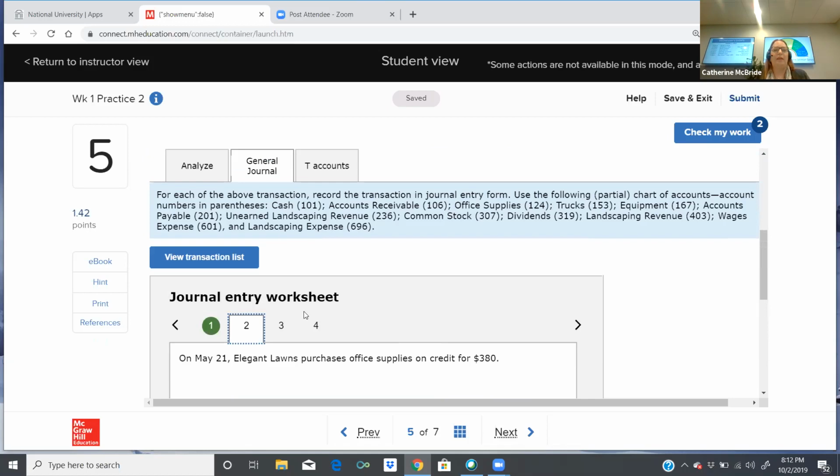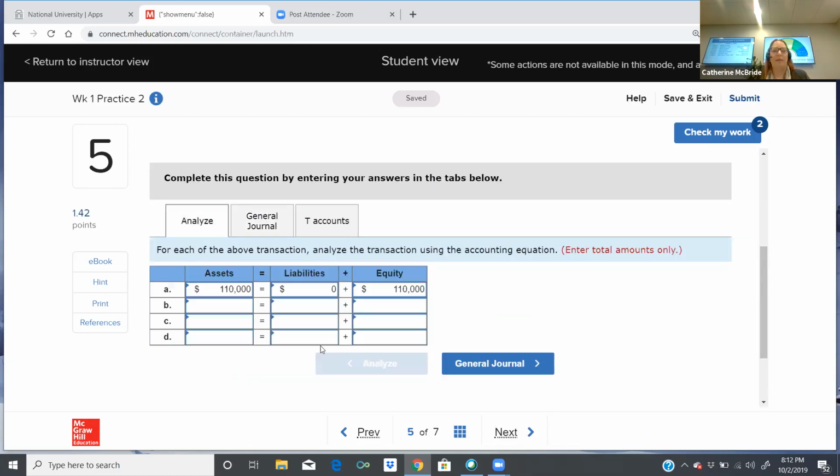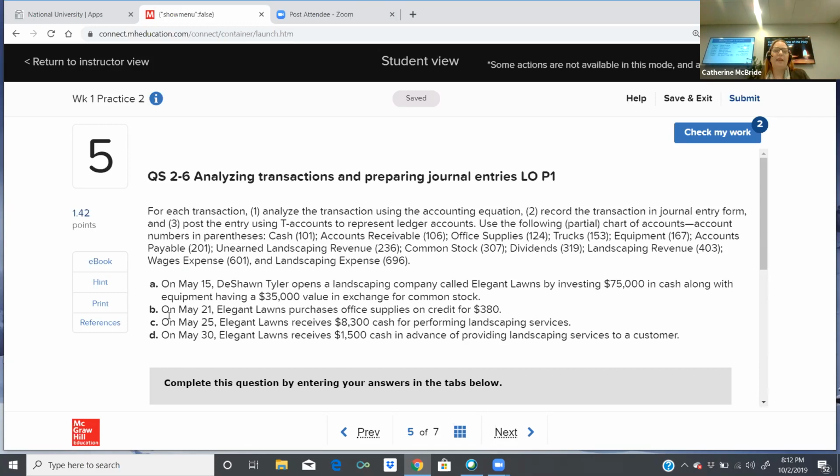All right, now let's look at the second transaction, and we're going to do exactly the same thing. So for the second transaction, on May 21st, Elegant Lawns purchased office supplies on credit for $380. Okay, what happened? Well, we went down to the office supply store. We bought $380 worth of office supplies. And did we pay for them? Have we paid them any cash? No, we haven't paid them any cash at all. So we bought supplies on credit. In other words, they're billing us, so we're going to pay them later.